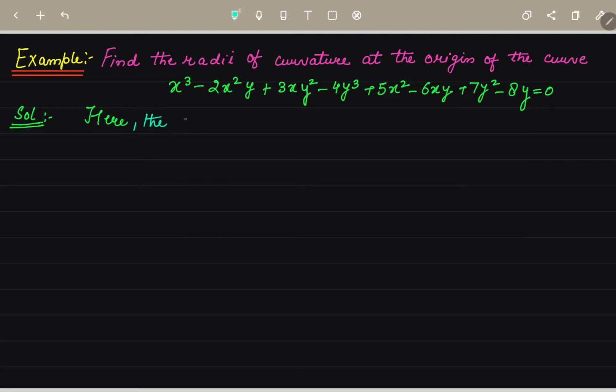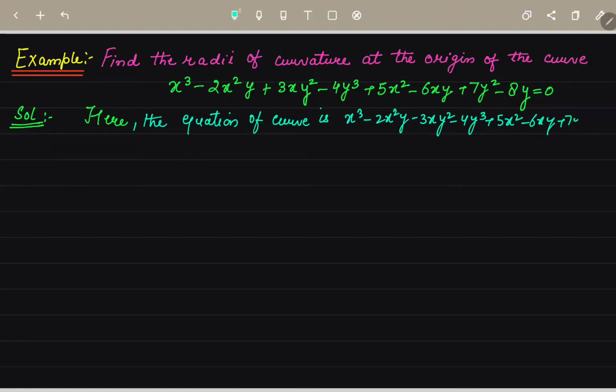The equation of the curve is x cube minus 2x square y minus 3xy square minus 4y cube plus 5x square minus 6xy plus 7y square minus 8y, this is equal to 0. Okay, so name it as equation number 1.